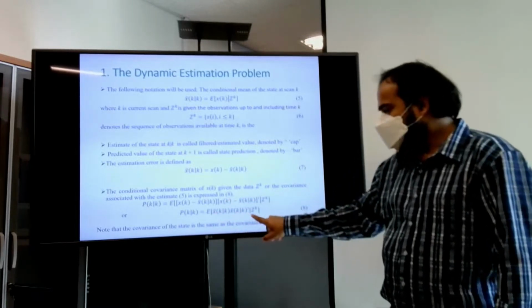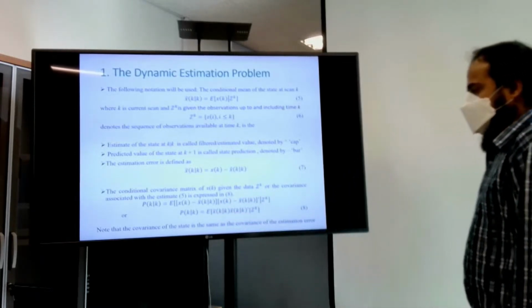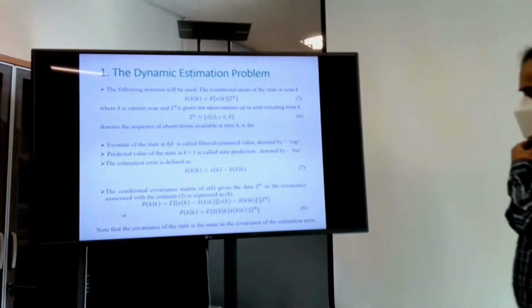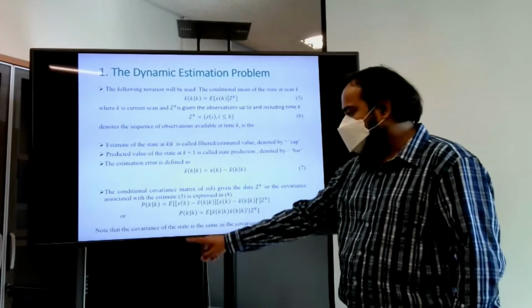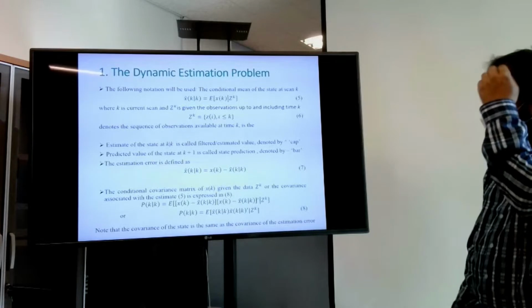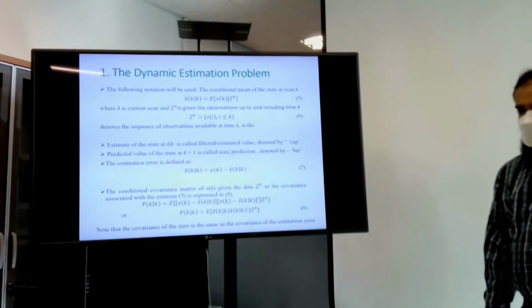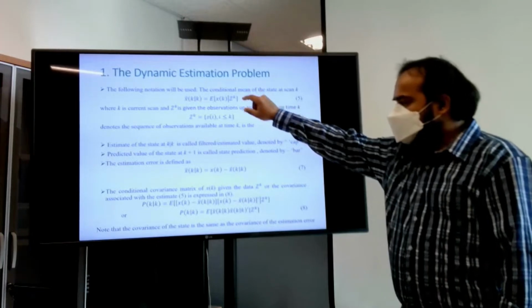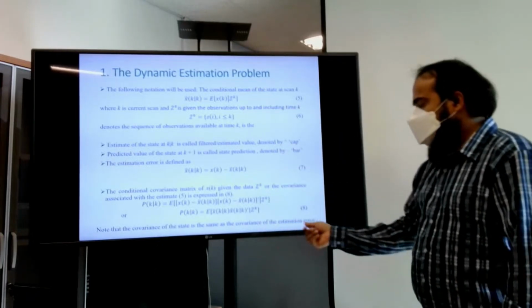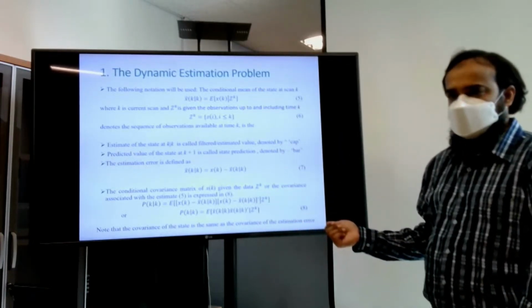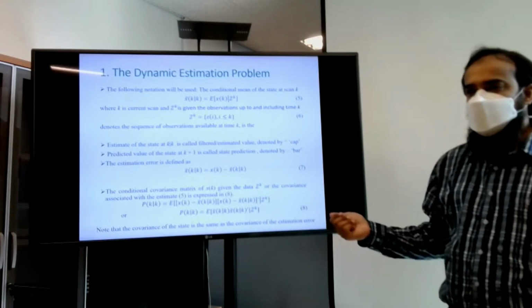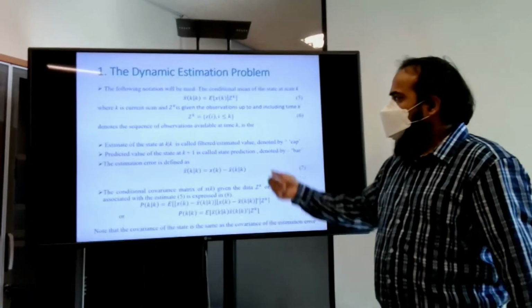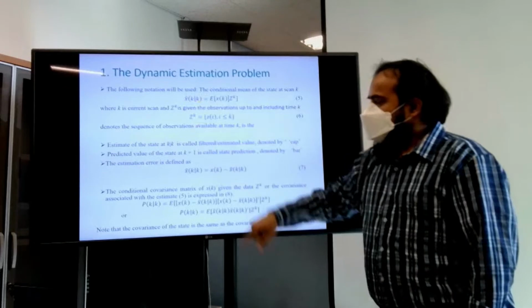Both are the same. We can note that the covariance of the state is the same as the covariance of the estimation error. Means the covariance of the state will be used for the covariance of the estimation error. When we calculate the estimation error, we can use the same covariance as that of the state covariance.